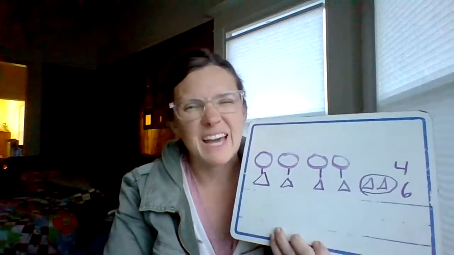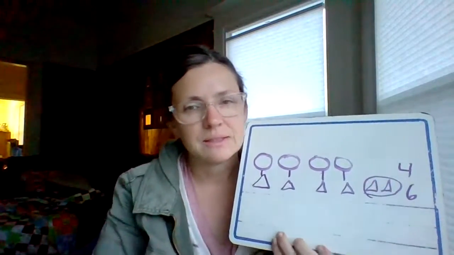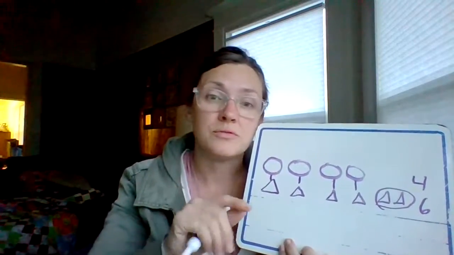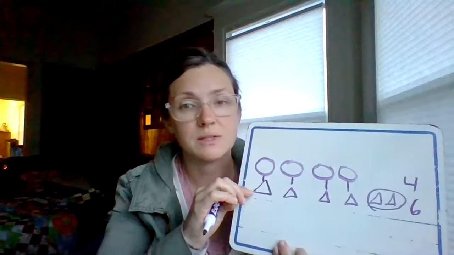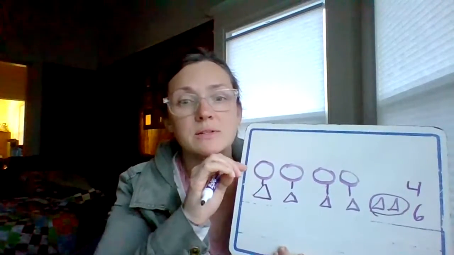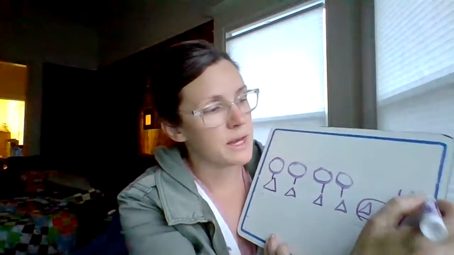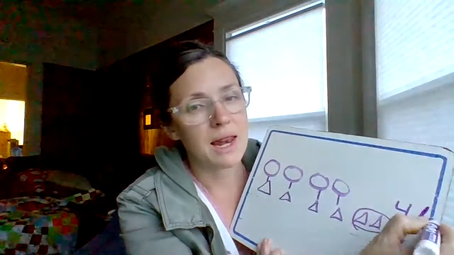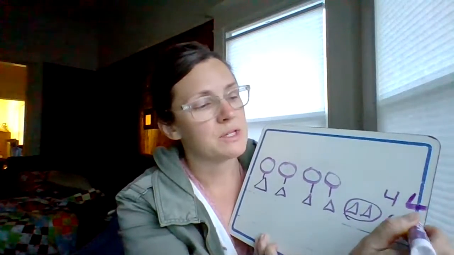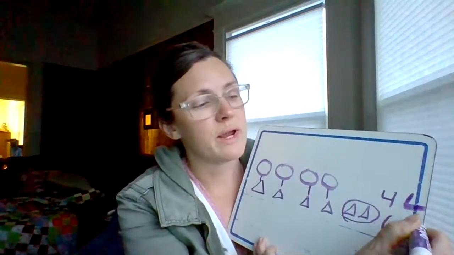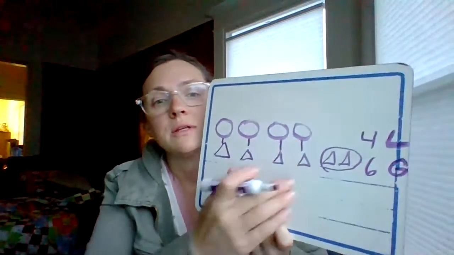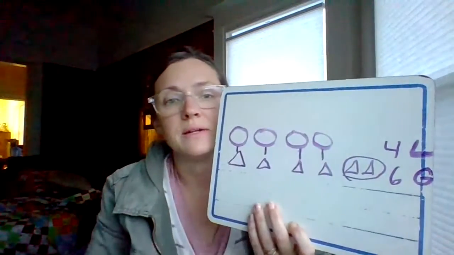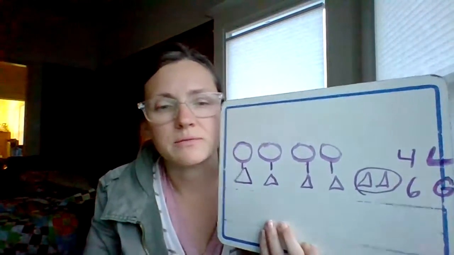So which one is the less amount? Which one has less? Would you rather have 4 tasty treats or 6 tasty treats? You'd rather have 6. There are more with 6. There's less circles. So we'll write L for less. And by the 6, we'll write G for greater. Greater means more. Say greater. 6 is greater than 4.